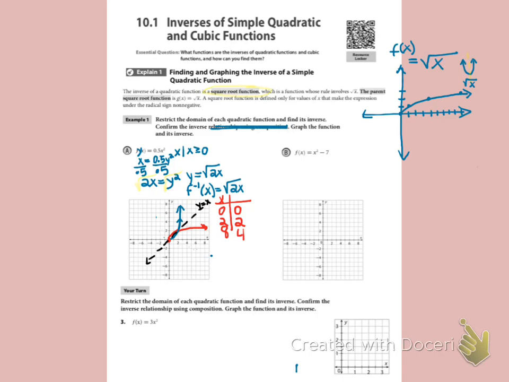So again, my domain here is x such that x is greater than or equal to 0. And I think for obvious reasons, if we were to put in anything below 0, we're going to have a radicand that's negative.